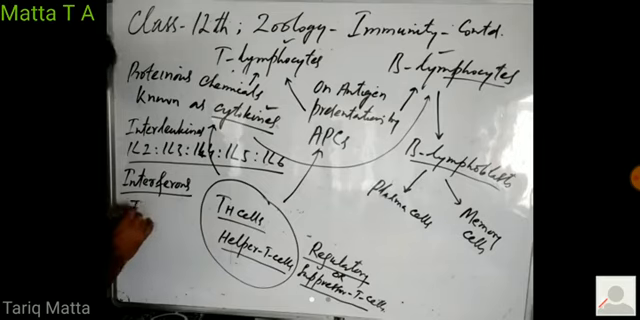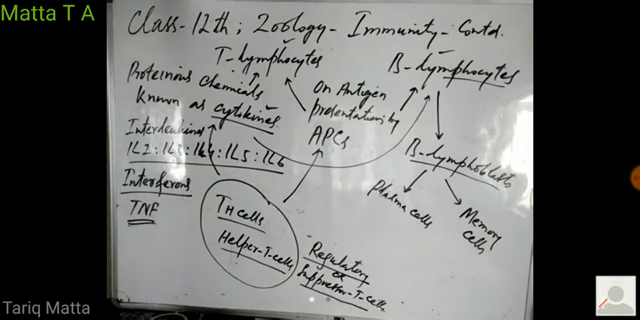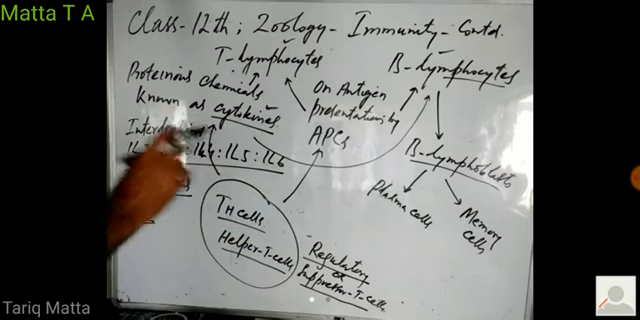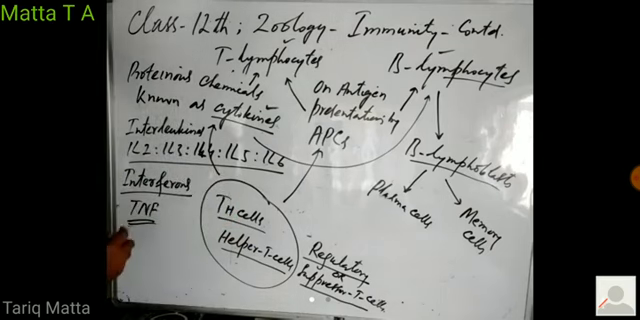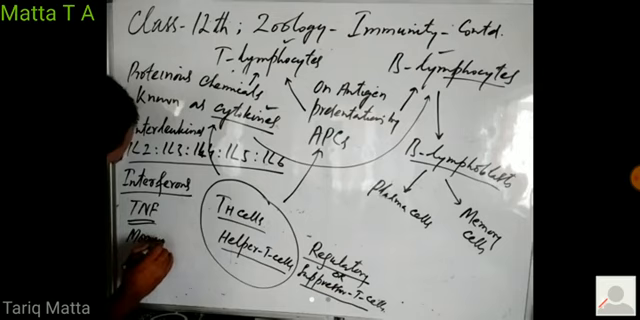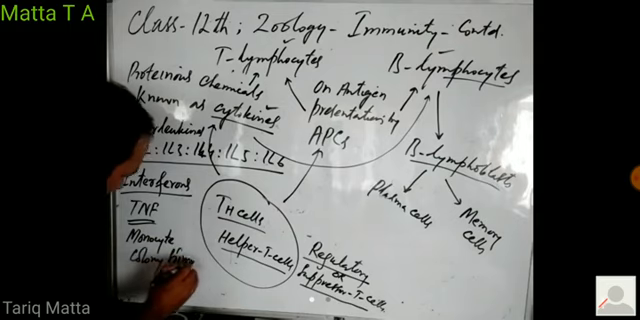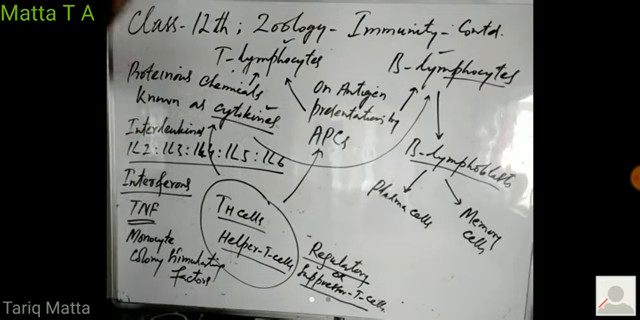These helper T cells also release TNF, tumor necrosis factor. So wherever a tumor may develop in our body, these helper T cells release chemicals known as TNF, tumor necrosis factor, that destroys the tumors, right? So they do not allow the cancers to develop. They destroy the cancer, they destroy the tumor, right? And these helper T cells also release monocyte colony stimulating factors. So they also stimulate the monocytes for phagocytosis, right?